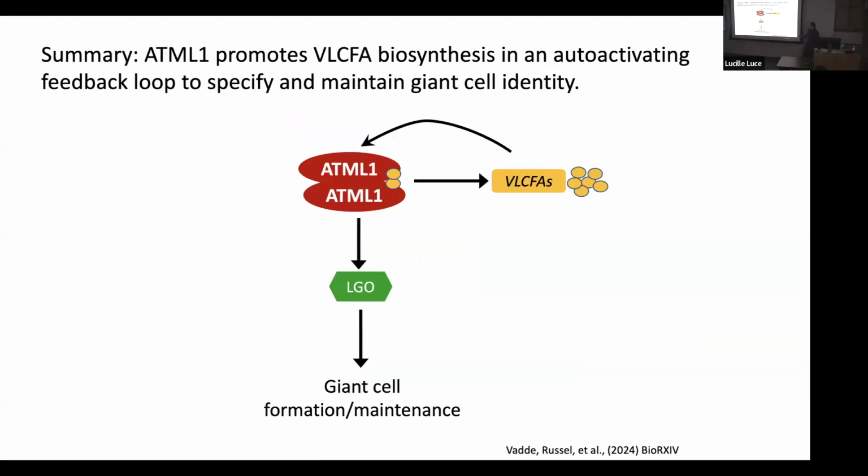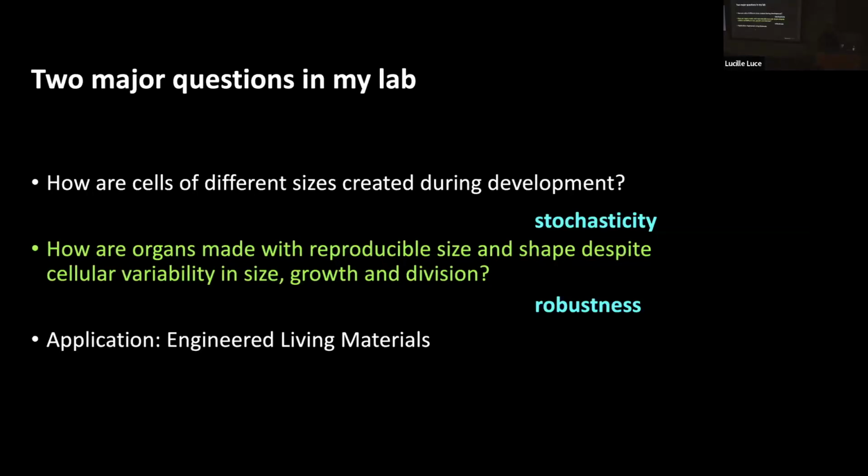So our overarching model is that ATML1 enhances the synthesis of very long chain fatty acids, which then act as signaling molecules to bind to ATML1, causing it to dimerize, which activates downstream endoreduplication and giant cell formation and maintenance of identity. Obviously, there are a ton of details I couldn't go into here because I want to move on to question number 2. So how are organs made with reproducible size and shape despite cellular variability in size, growth, and division?